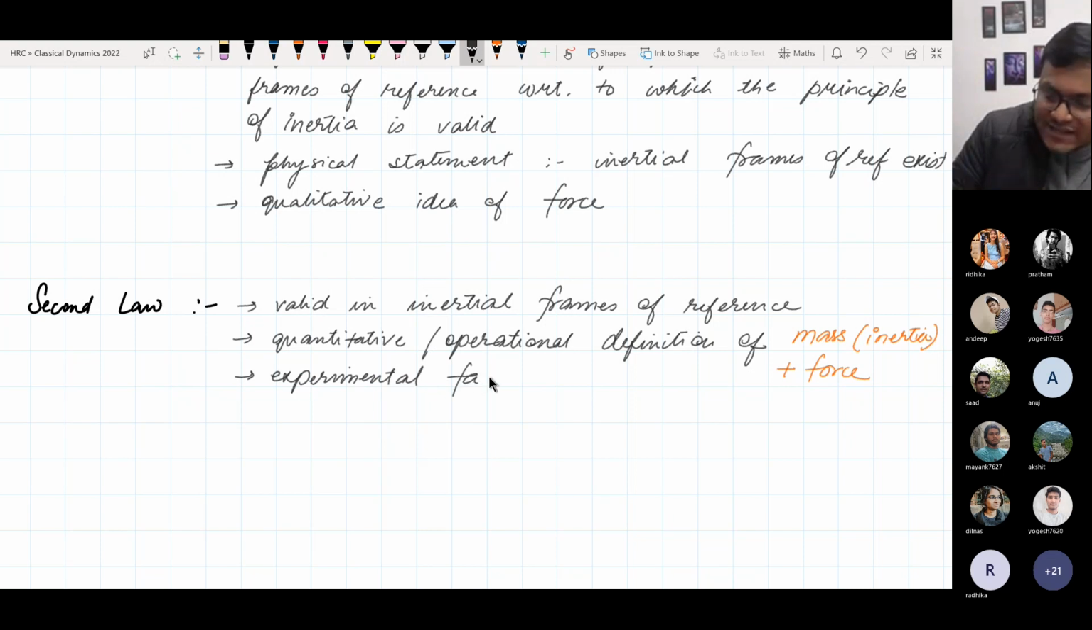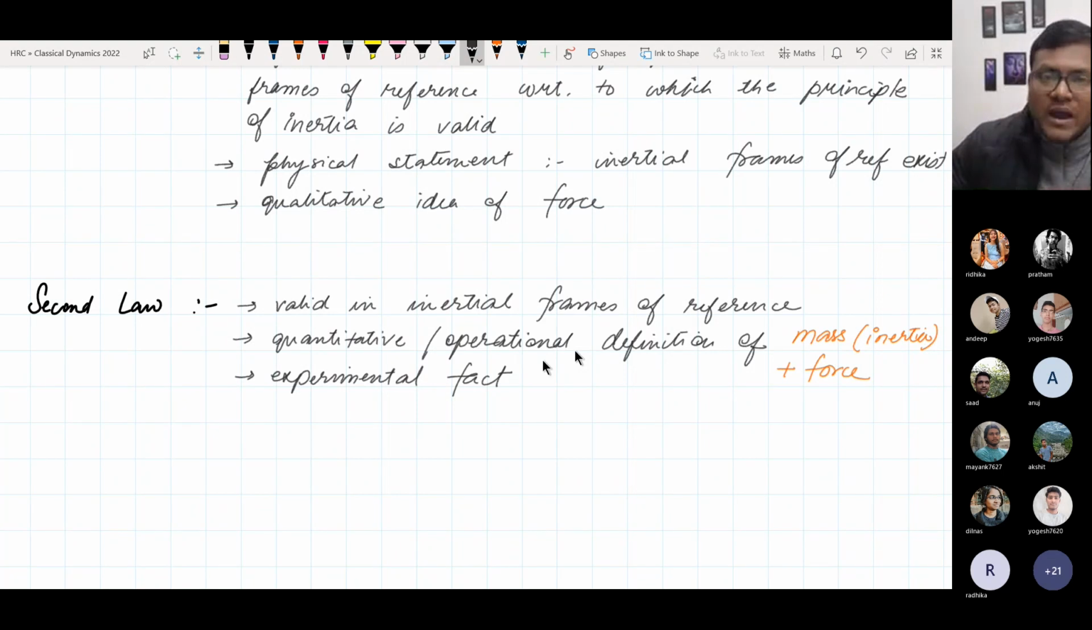Experimental fact as well as an operational definition, because it contains the experimental fact that forces are directly proportional to acceleration. Acceleration can be defined based on distances and time periods, and it's an operational definition because we construct this idea of inertia and then we say okay, the more the mass, the less its acceleration will be. So there is an inverse proportionality which is not only an experimental fact but also definite.